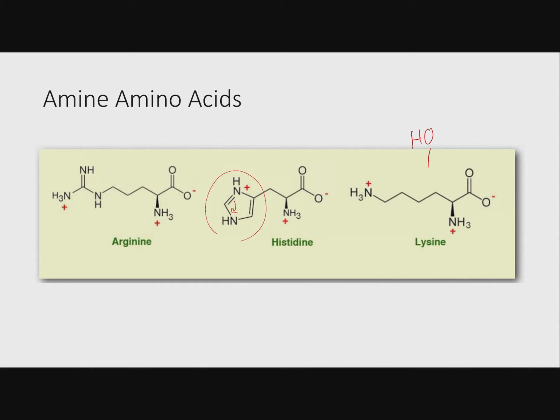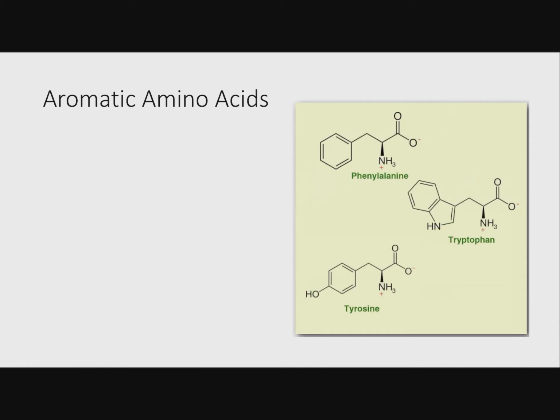We've got 3 aromatic amino acids. Phenylalanine, nonpolar, coded by 2 codons. Metabolic precursor of tyrosine, so we can actually make tyrosine from phenylalanine.